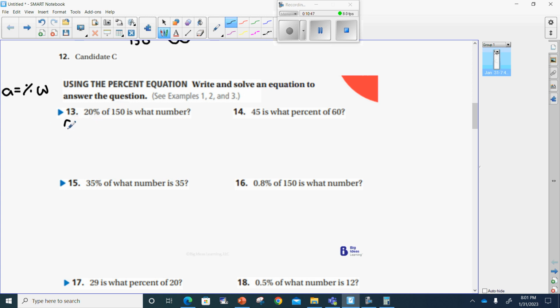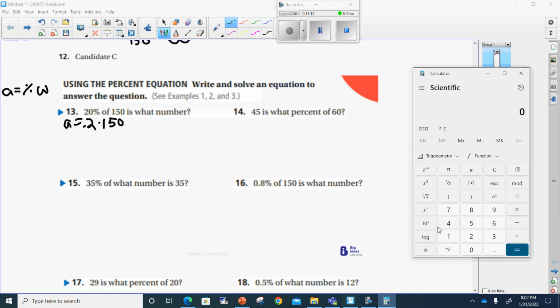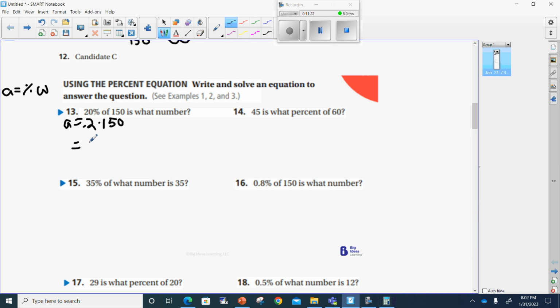So I'm thinking this is going to be A is equal to 0.2 times 150. Okay, is what number? So that tells you right there the is would be this number here. When I do this, let's see, I'm going to get 150 times 0.2. Let's see, 150 times 0.2, that's going to equal 30. So this is going to equal 30.